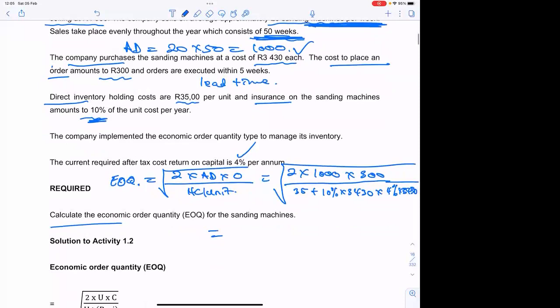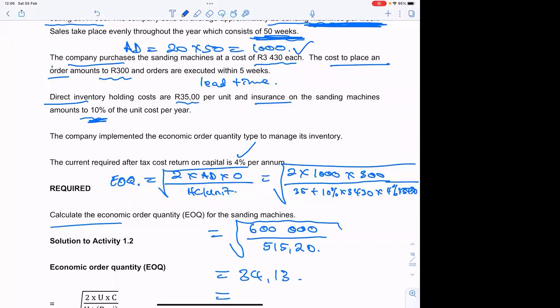So we have got 600,000 divided by 515.20, and our answer will be 34.13, meaning that our final answer, if we round off, how much do we get?